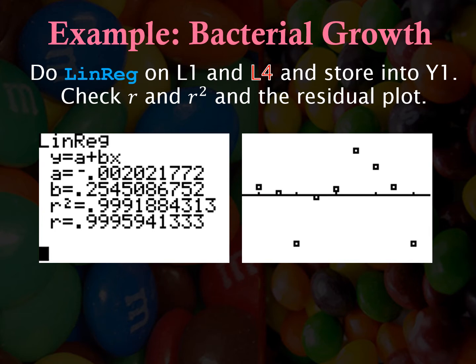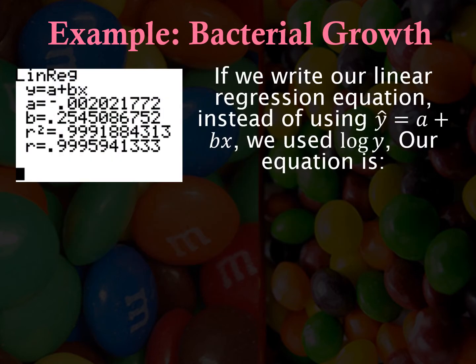The residual plot shows random scatter, which tells you that now that we've transformed the data using the exponential model, the linear model is a good fit. So if we write our linear regression equation, instead of using y hat equals a plus bx, we're going to use log y. So this is our equation: the log of y hat equals a plus bx.